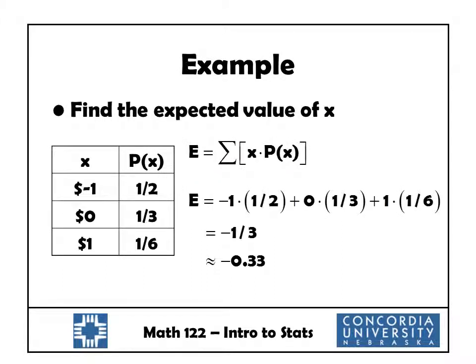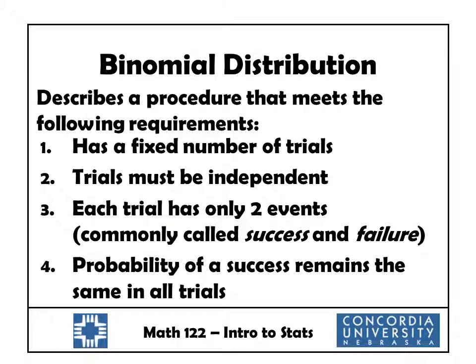So as an example of these ideas, here's a distribution of a random variable. In the left column we had the possible values of x. In the right column we have the associated probabilities. And so to calculate the expected value of x, we take each x value times its probability, and then we add them up.